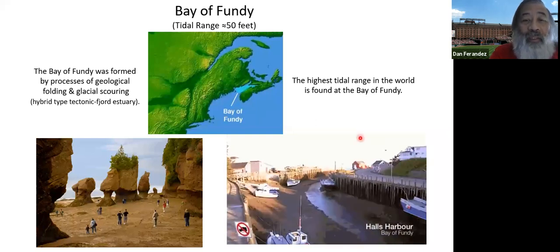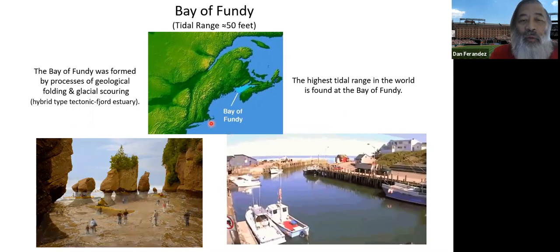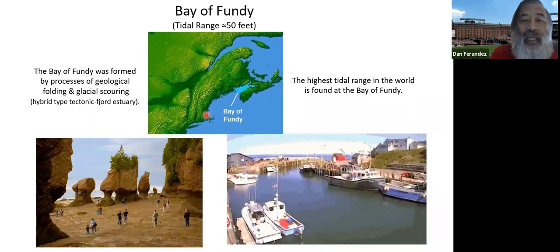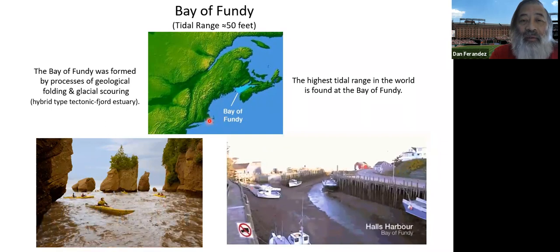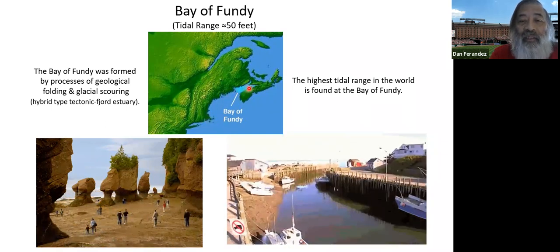So the Bay of Fundy is interesting because down here in Annapolis, we have a tidal range of maybe a couple of feet or so. But if you go a little bit further north to Boston and Cape Cod, the tidal range is about 10 feet. If you go even further north to Canada, this is the Bay of Fundy.